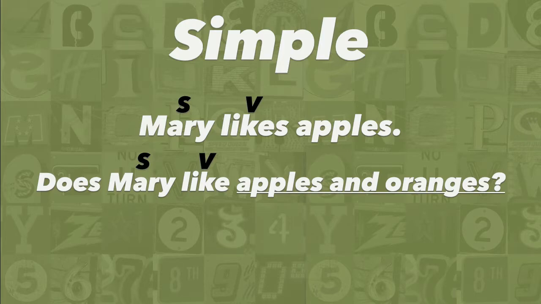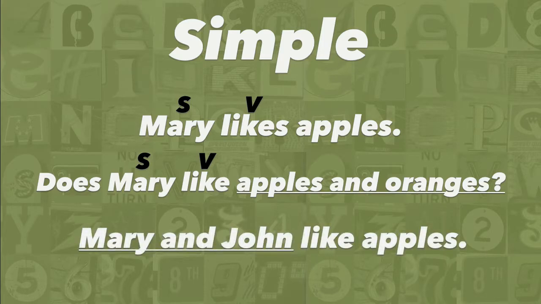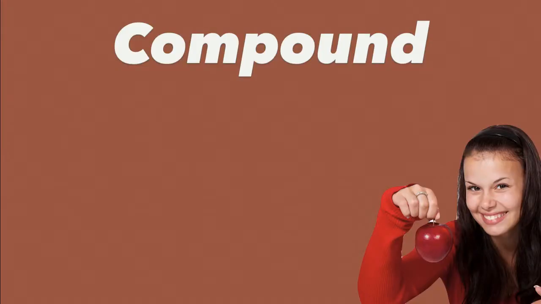You can have more in a subject. For example, Mary and John like apples. They like, there's no S, apples. Again, one subject, one verb. Simple, easy, simple sentence. Compound. Compound is also an easy concept, but you just add a little bit more.